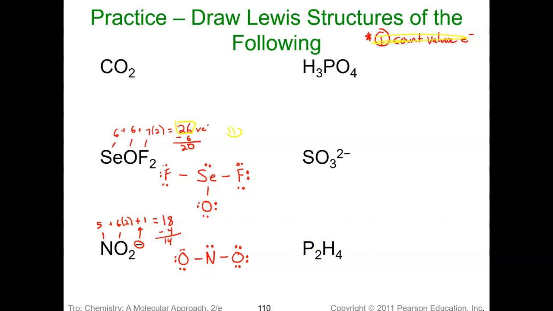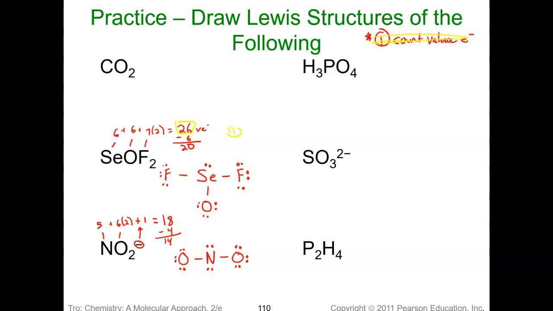I could only add 14. Now let me check my octets: 8, 8, 6. Oh, this one needs 2 more. Okay, all right, look, my structure's done. This is what I see all the time. People are like, look, it's done. Everybody's got 8. I'm good. This is a great structure.